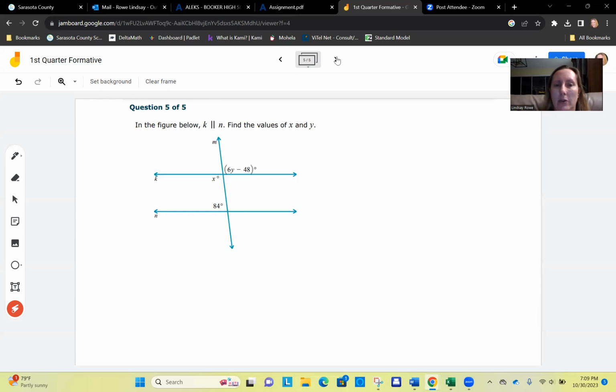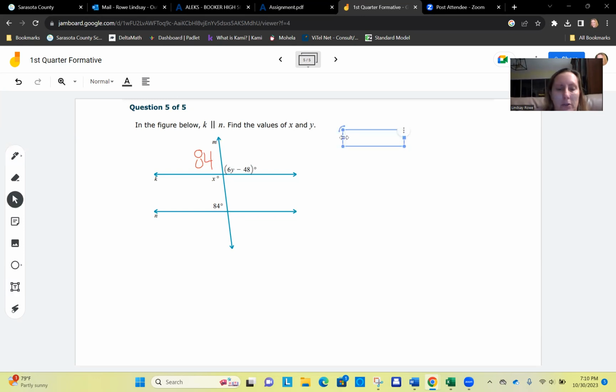What angle can I also say is equal to 84? Okay, this angle here is equal to 84. So that means this angle right here is 84, right? Those are vertical angles. But what other angle do I know is 84? This little guy up here. What do we call those angles when they're in matching corners? Yep, when they're in matching corners, we call those corresponding angles.